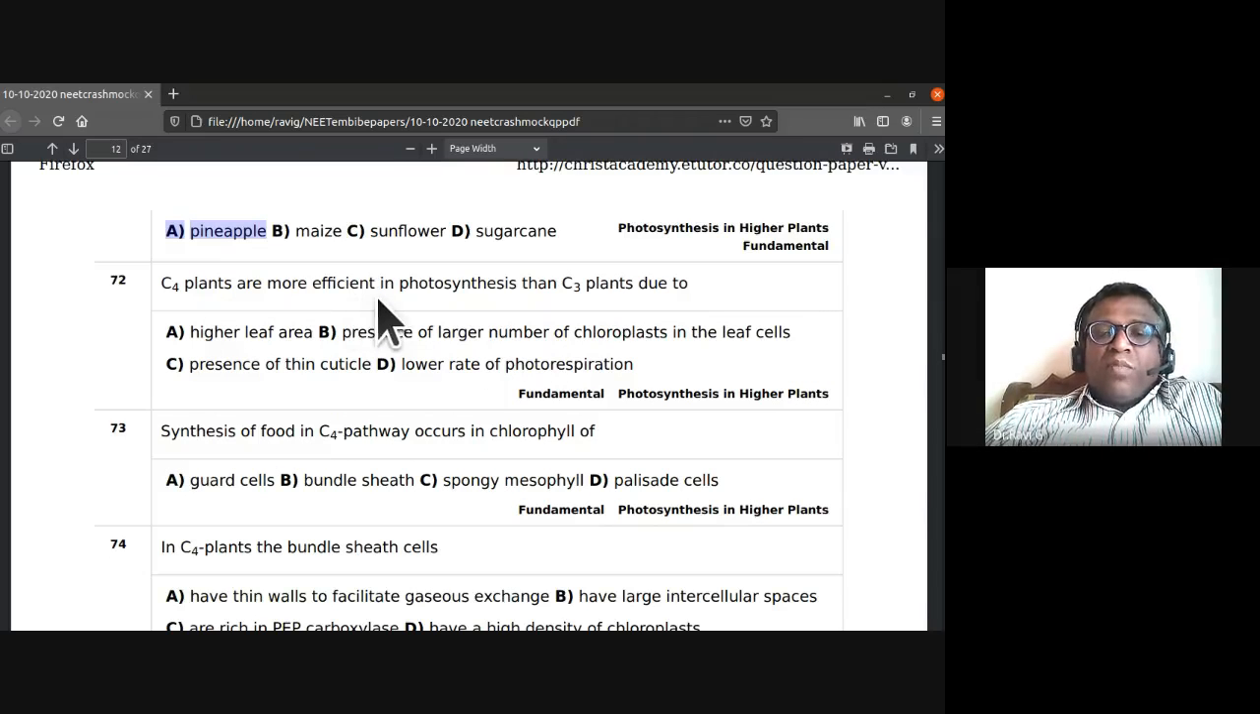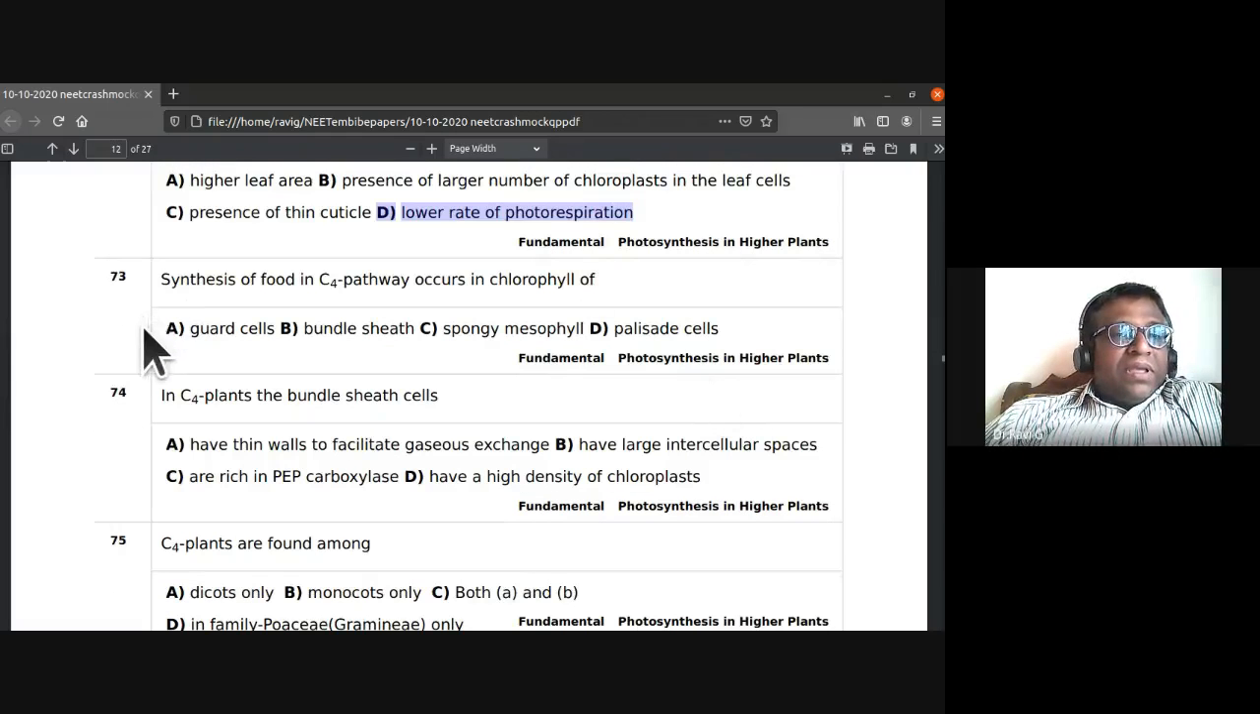72nd, C4 plants are more efficient in photosynthesis than C3 plants due to higher leaf area, presence of larger number of chloroplasts, or lower rate of photorespiration. This is the 72nd, D is the answer.